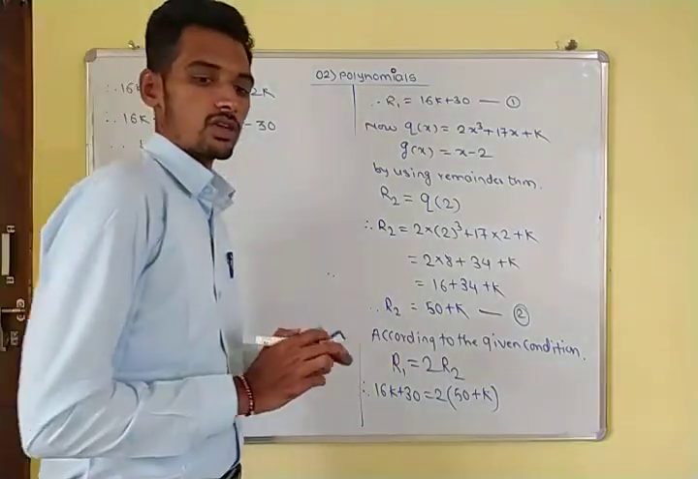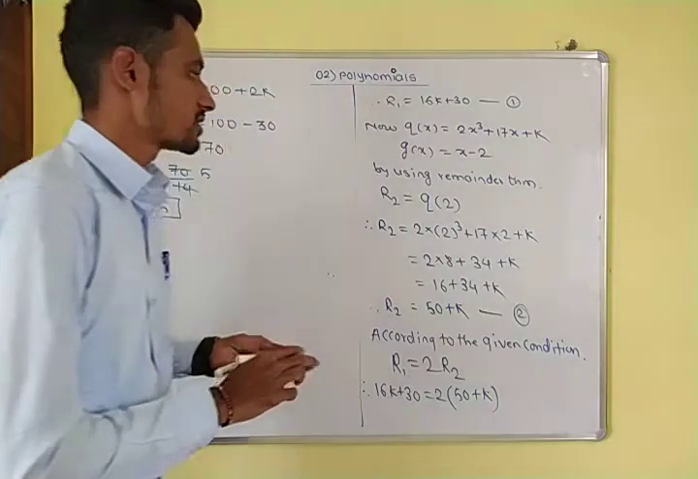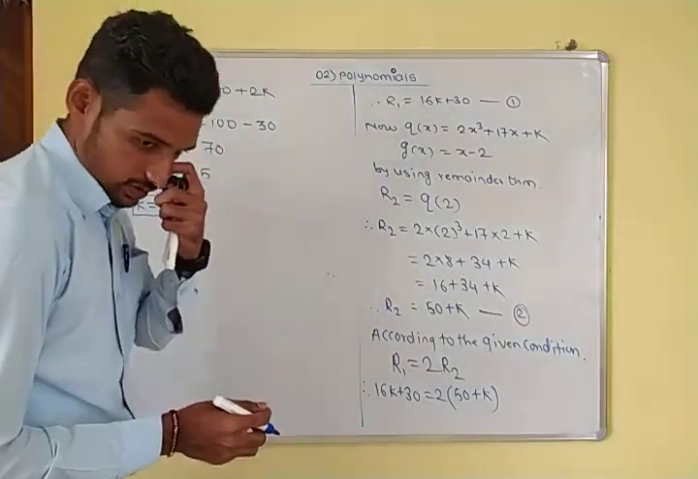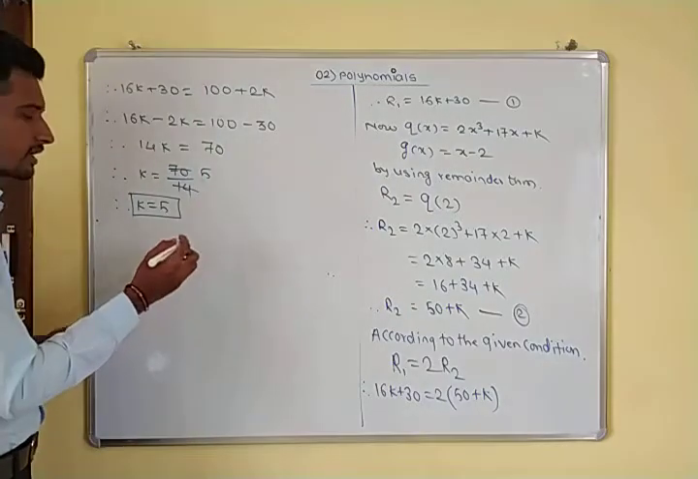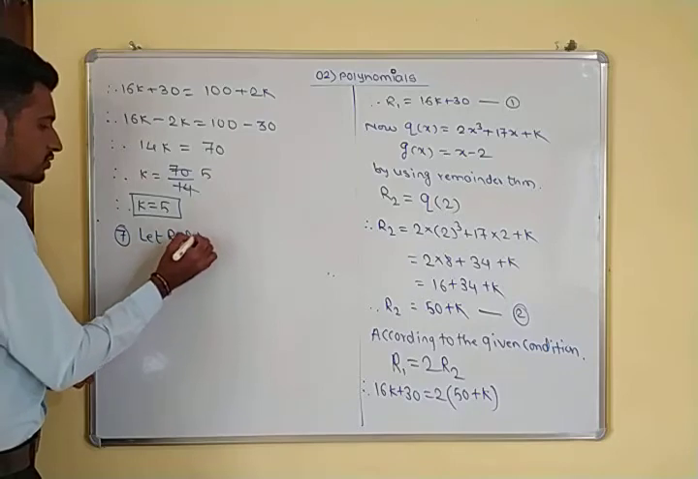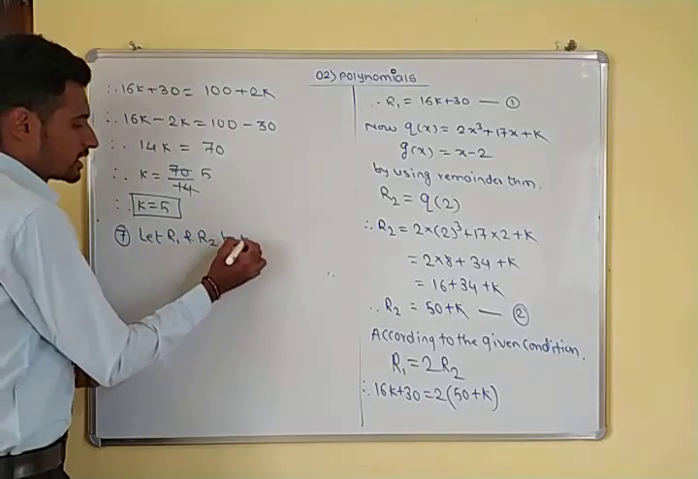तो इस टाइप ये वाला क्वेश्चन करना था, क्वेश्चन नंबर 6। नेक्स्ट we are going to solve the question number 7. So the question number 7 is: let r1 and r2 be the remainder.